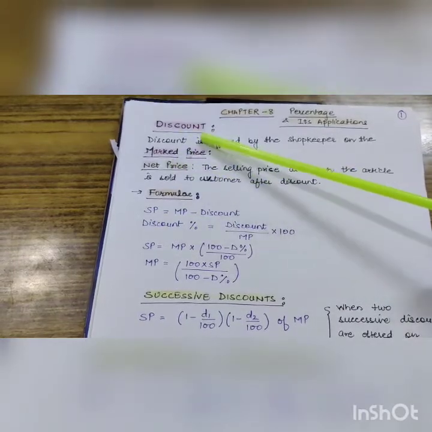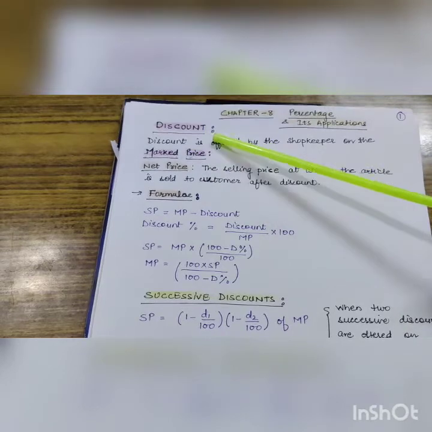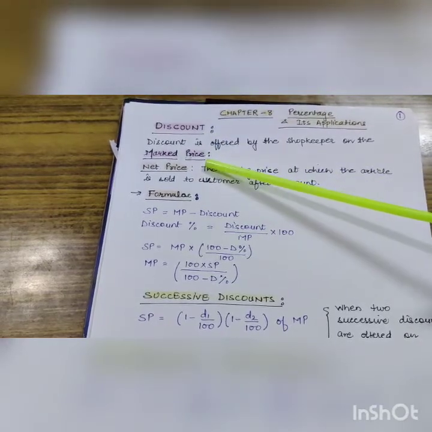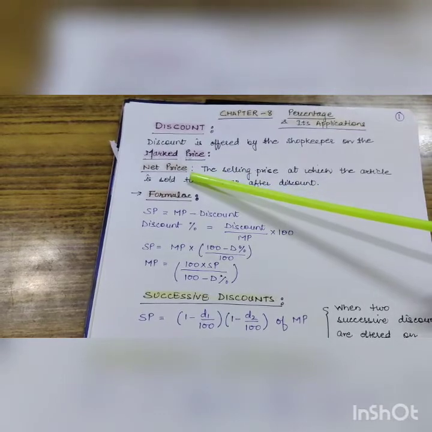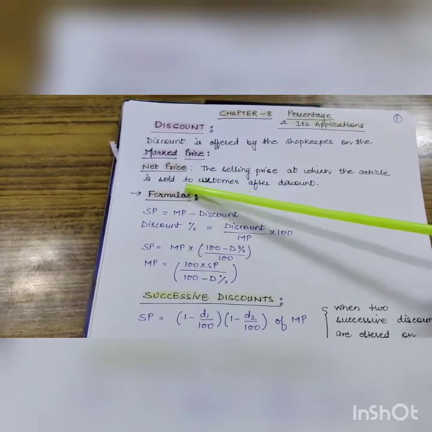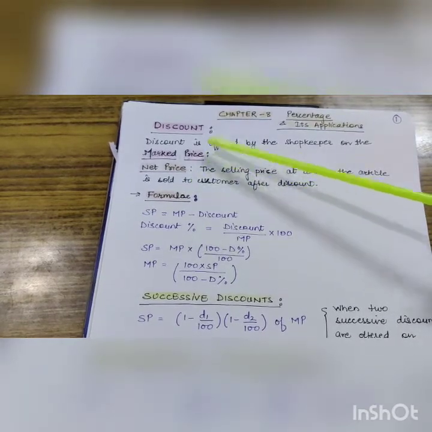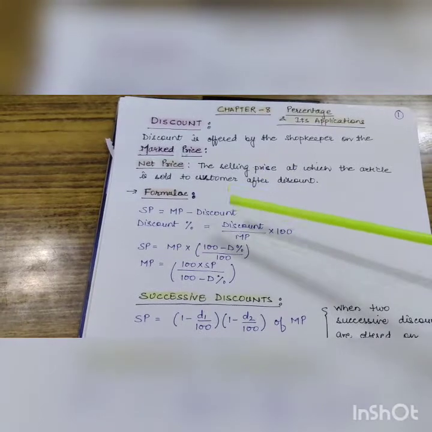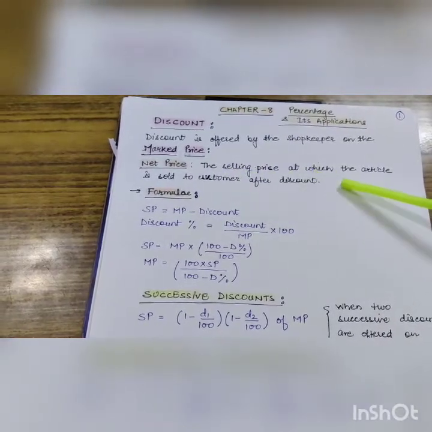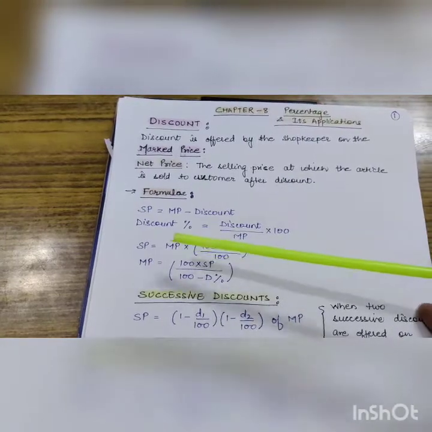After giving a discount, the shopkeeper subtracts the amount of discount from the marked price, and you get the net price of the article which you pay actually. So you pay the net price. Net price is found after subtracting the discount from the marked price. Now what is net price? It is the selling price at which the article is sold to the customer after the discount.